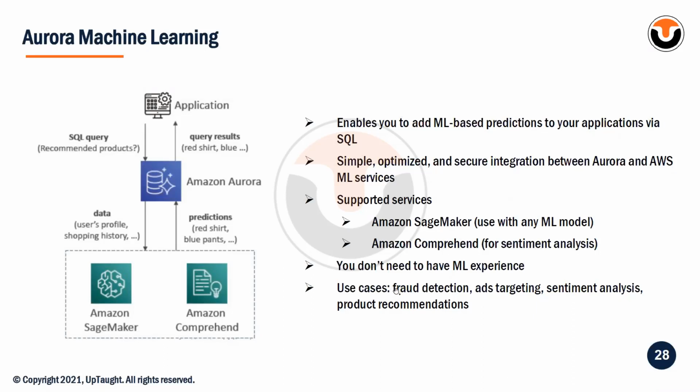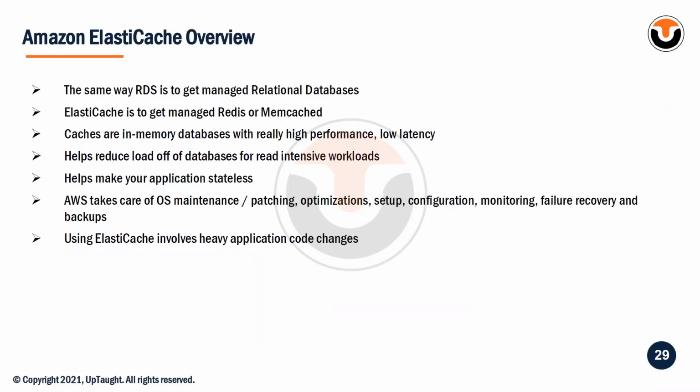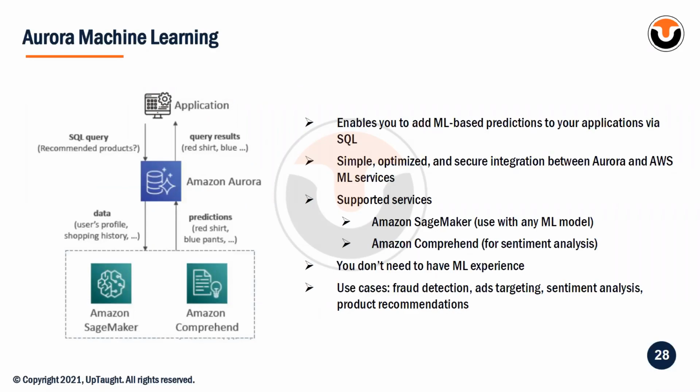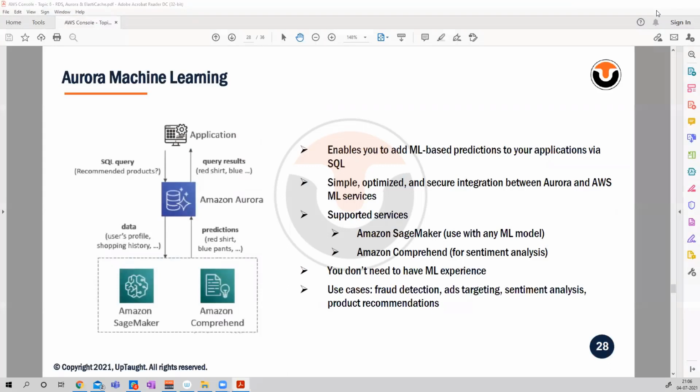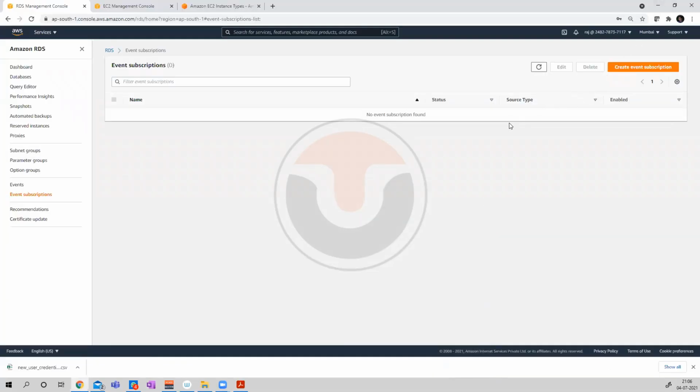So where do I use sentiment analysis? Fraud detection, ads targeting. We can use Aurora with your machine learning services. Okay. Let's go back and create this Aurora. We are almost done with the presentation. We will go and create a simple Aurora database now.